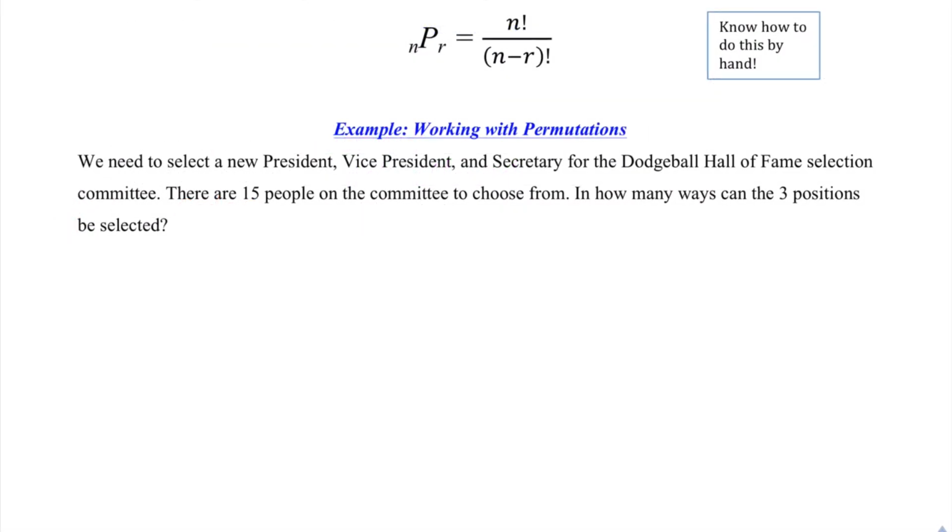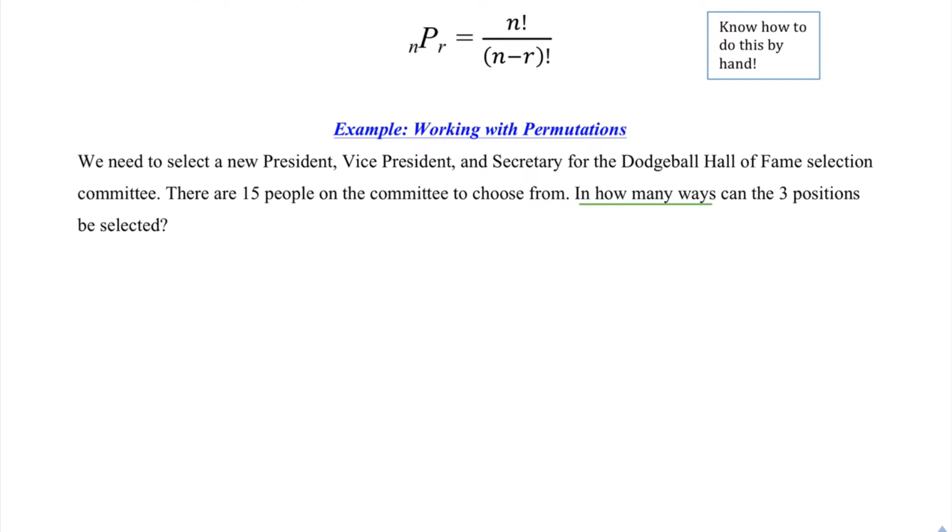Let's head into this first example then. We're told we need to select a new president, vice president, and secretary for the Dodgeball Hall of Fame Selection Committee. There are 15 people on the committee to choose from. In how many ways, and I'm going to pause there and highlight that again, in how many ways can the three positions be selected? So again, trying to create that emphasis, we're not asked a probability question here.